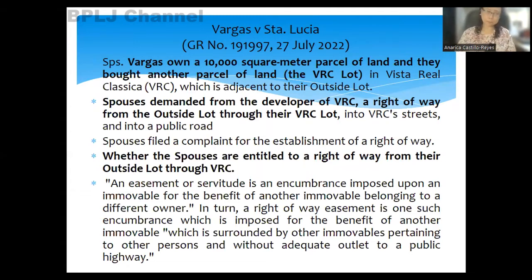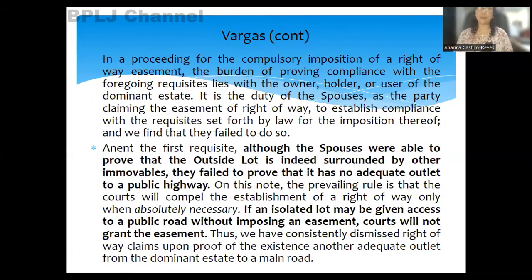In this case, spouses Vargas own a parcel of land, and they bought another parcel of land in Vista Real, which is adjacent to their outside lot. Now, the spouses demanded from Vista Real a right of way from the outside lot to their VRC lot. The issue is whether the spouses are entitled to a compulsory or legal right of way from their outside lot through VRC.